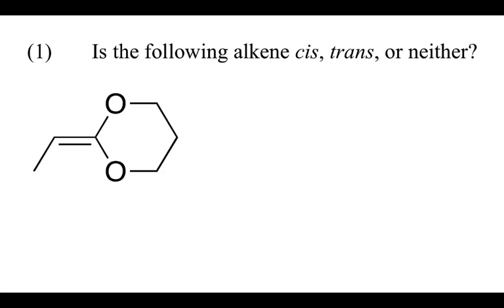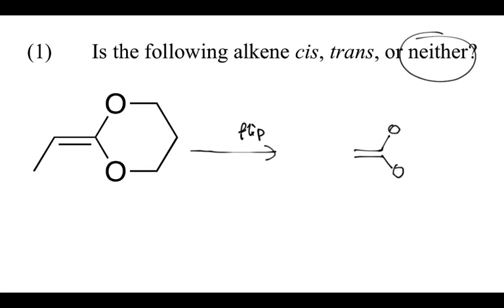First problem. Is this alkene cis, trans, or neither? We could just do this together so I can save an apple for the harder problems later. Neither, right? Because if you flipped it, we look exactly the same because of symmetry.